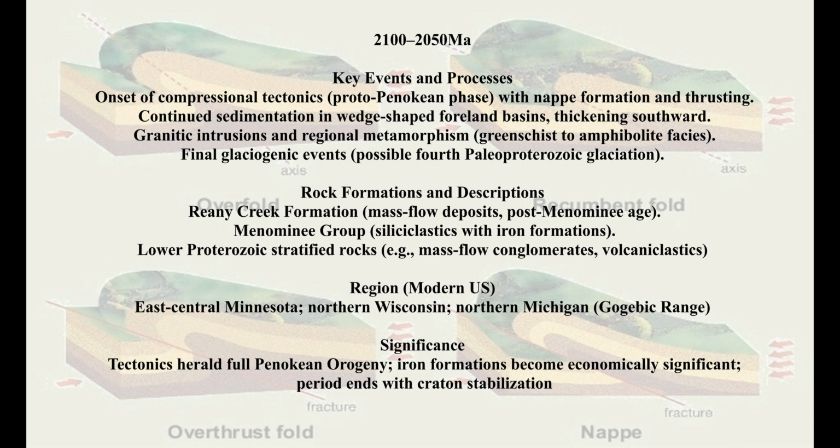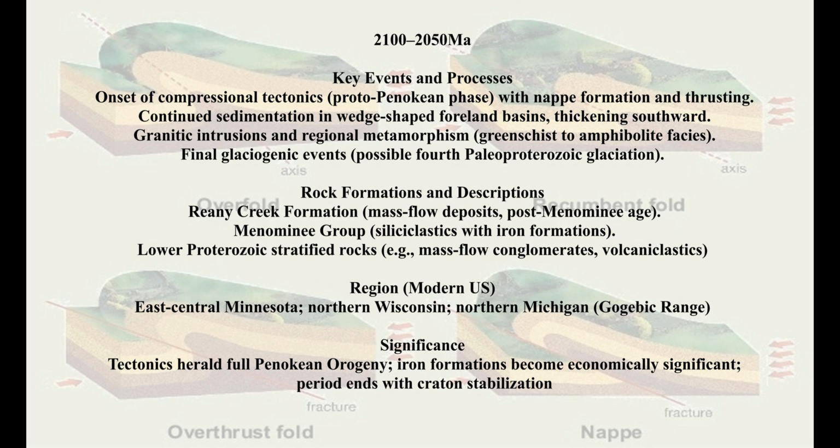2100-2050 Ma. Key events and processes. Onset of compressional tectonics, Proto-Penokean phase, with nappe formation and thrusting. Continued sedimentation in wedge-shaped foreland basins, thickening southward. Granitic intrusions and regional metamorphism, greenschist to amphibolite facies. Final glaciogenic events, possible fourth Palaeoproterozoic glaciation.